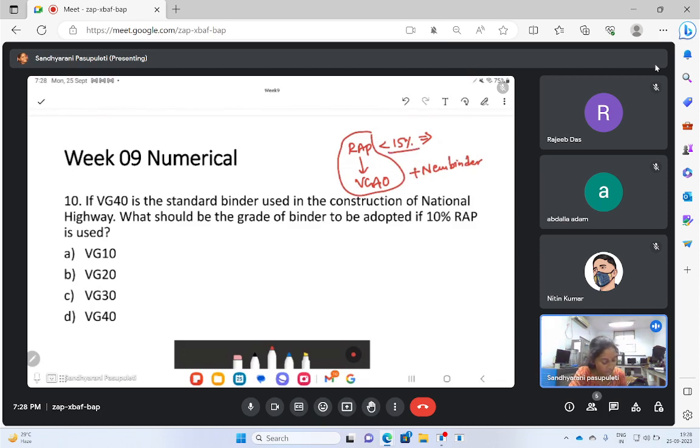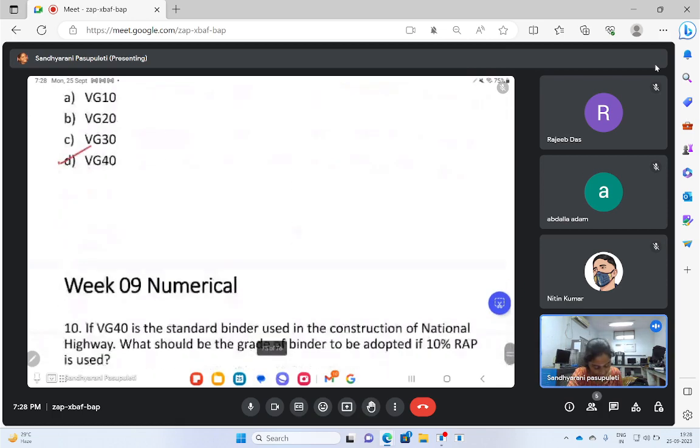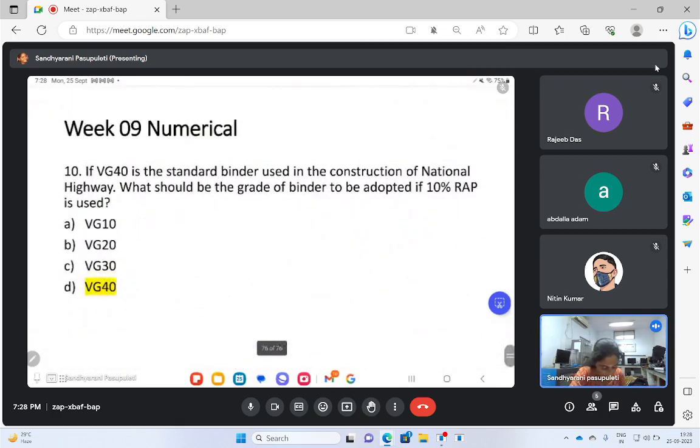If the RAP percentage is less than 15%, you can use same VG40. So here the question is, if the 10% RAP is used, 10% is nothing but the less than 15%. So they can go for VG40 directly. So VG40 is the direct answer.